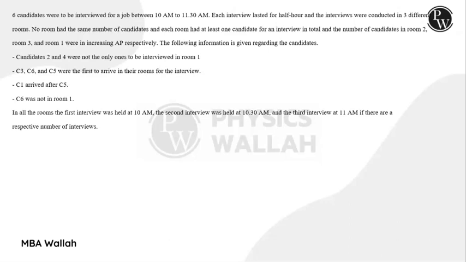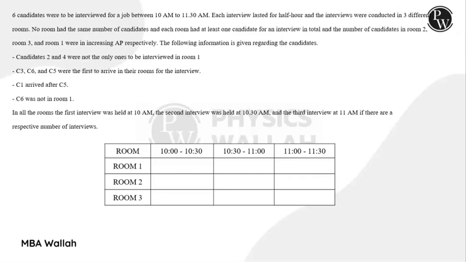Now up to this, we have to form a table, and before finding the person who is in which room, we need to find how many people are in which room. We are given that the number of candidates in each room is different, so the only possibility to divide 6 into different numbers is 1 plus 2 plus 3, and this actually forms an AP. 1 plus 1 is 2, 2 plus 1 is 3. That means room 2, room 3 and room 1, in this order, form an AP.